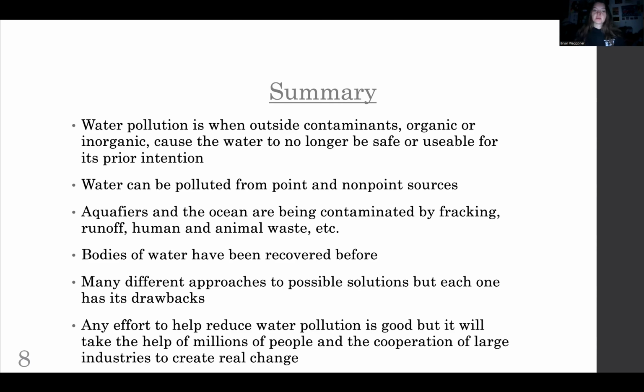But it will take the help of millions of people and the cooperation of large industries to be able to create a real change and be able to clean up some of these waterways that have been so aggressively polluted.